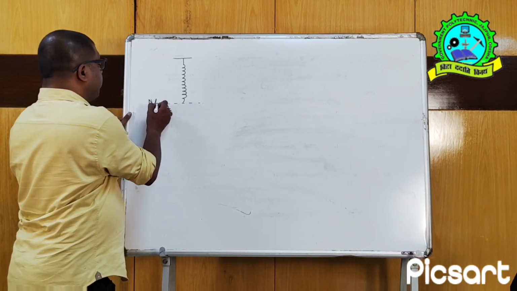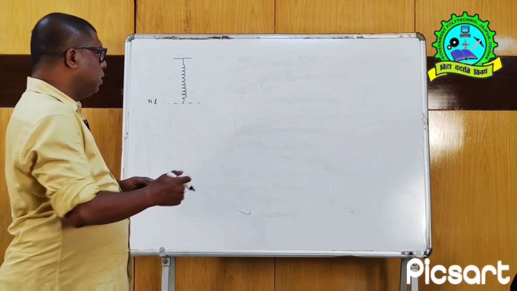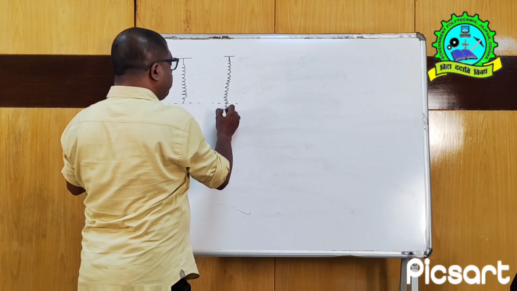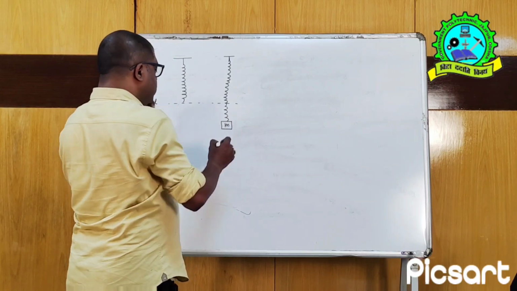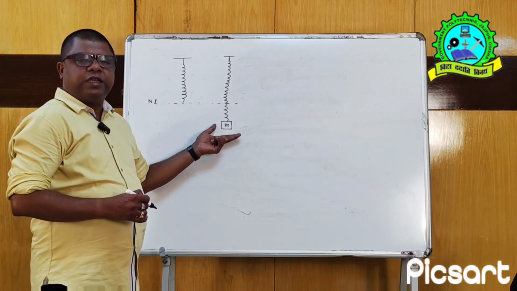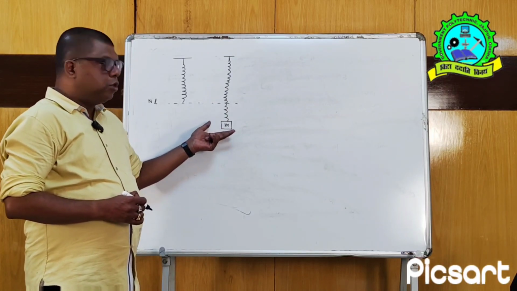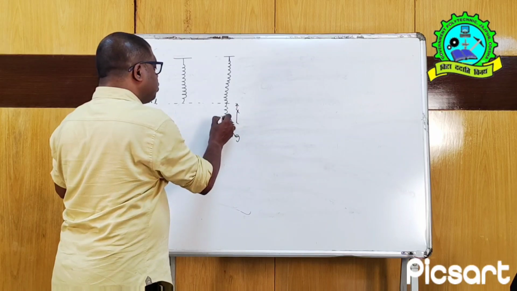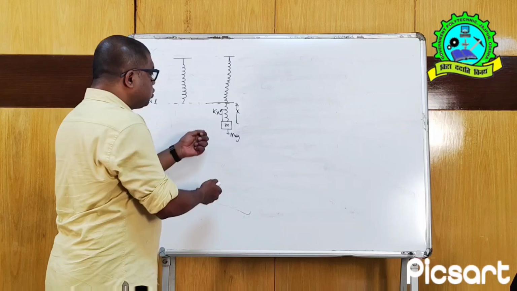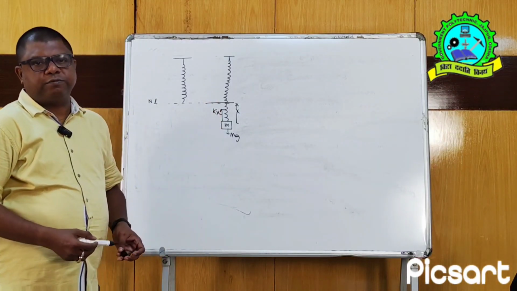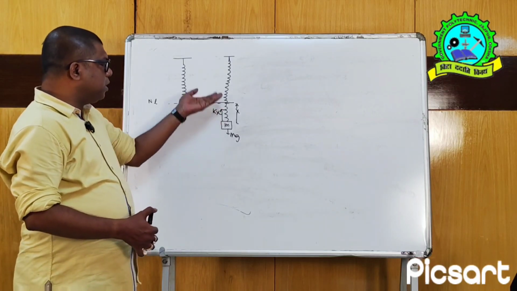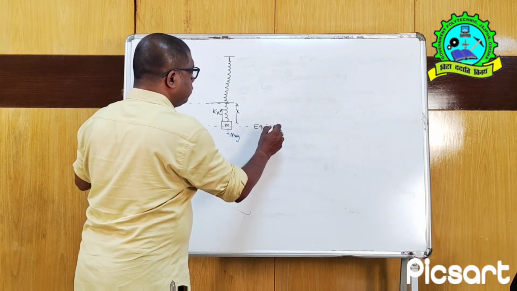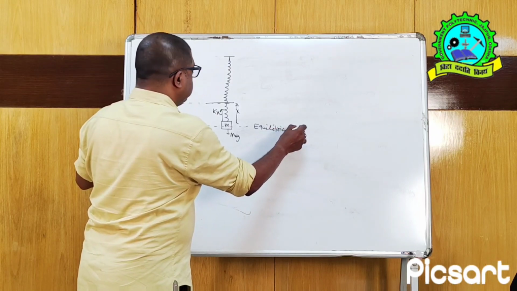And this is the natural length of the spring. NL means natural length of the spring. Suppose it is connected to a load, this is the mass M. The load is connected. If it is gently released, what will happen? In the equilibrium position, this is mg, and this is the restoring force kx. Restoring force always tries to bring it back to the natural length. So this is the equilibrium position.